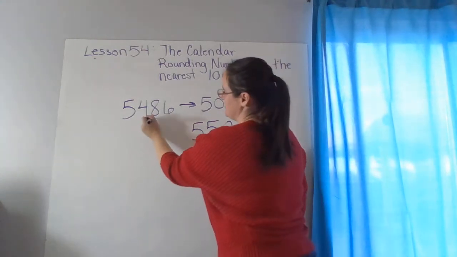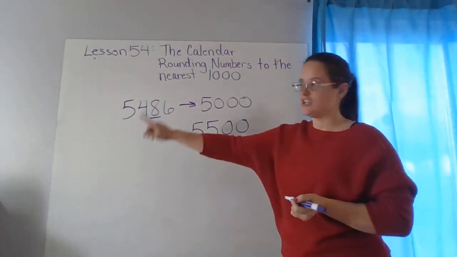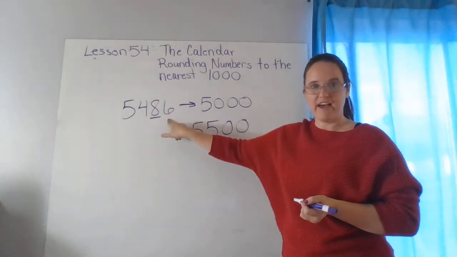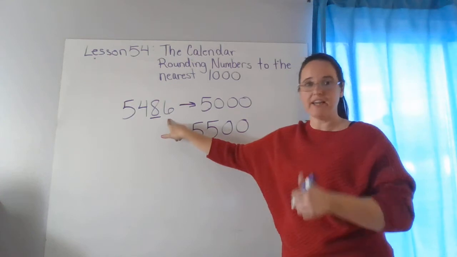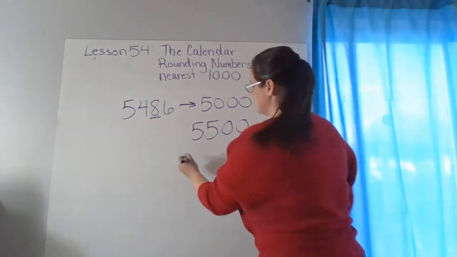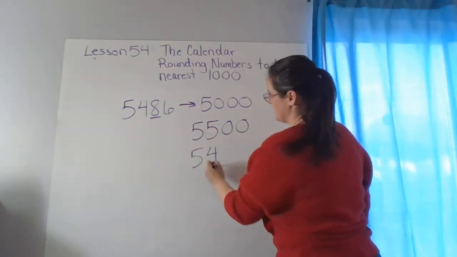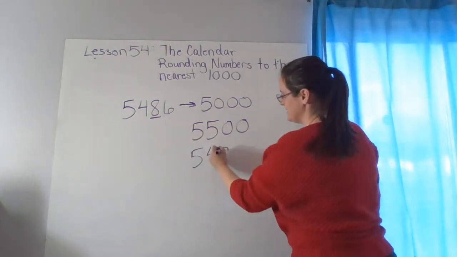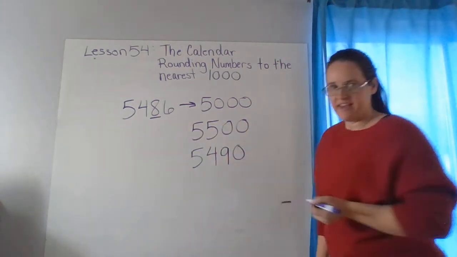Now we're going to round to the nearest 10. Look at the digit immediately to the right. 6 is more than 5, so we're going to round up. 5 stays the same. 4 stays the same. 8 gets rounded up to 9, and then we have a 0.